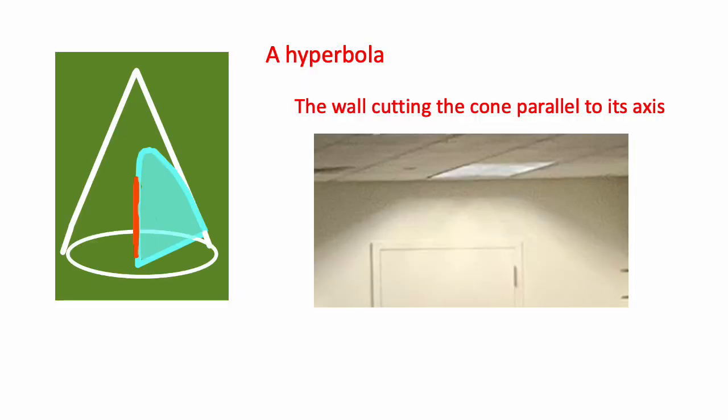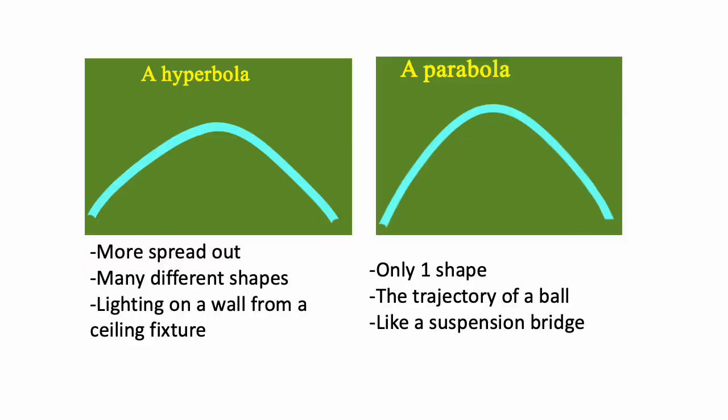And shade the front part lighter than the underside so that we know which is in front and which is in back. A hyperbola usually cuts through a cone so that its axis is parallel to the axis of the cone. And a wall does just that. It cuts through the cone of light from a ceiling fixture so that it creates a hyperbola. Hyperbolas are more spread out than parabolas and can come in many different shapes. A parabola, in contrast, has only one shape.